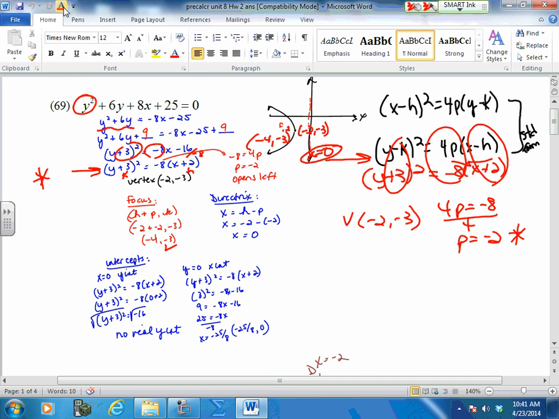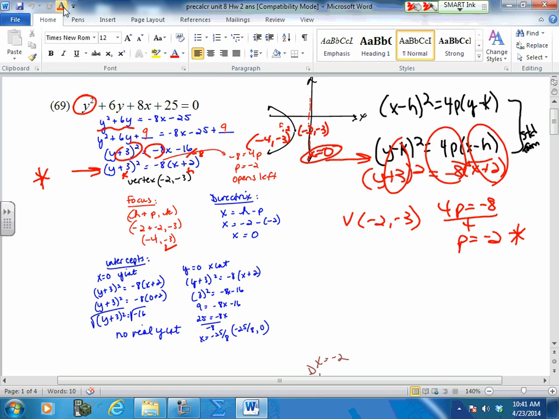Here's your directrix. If you need to use the formulas, you have to memorize them. I personally wouldn't, because you're dealing with a lot of the same letters. And then you have to remember which one is which. So it's easier just to take it right off your graph.